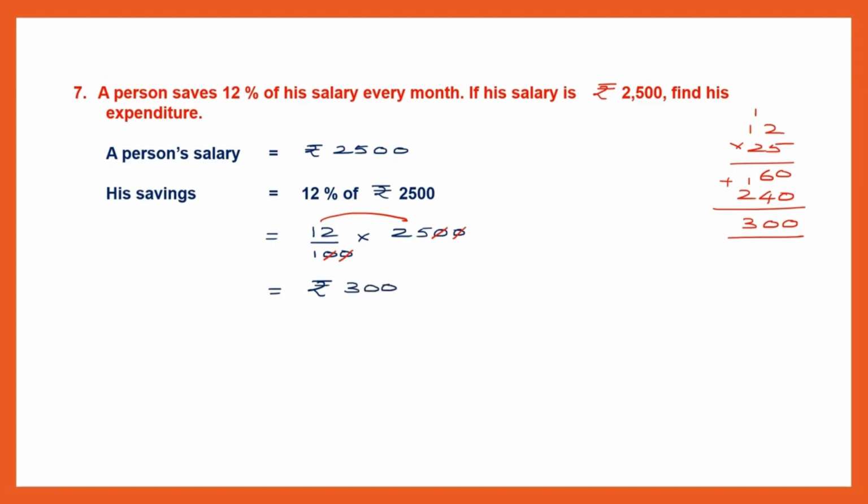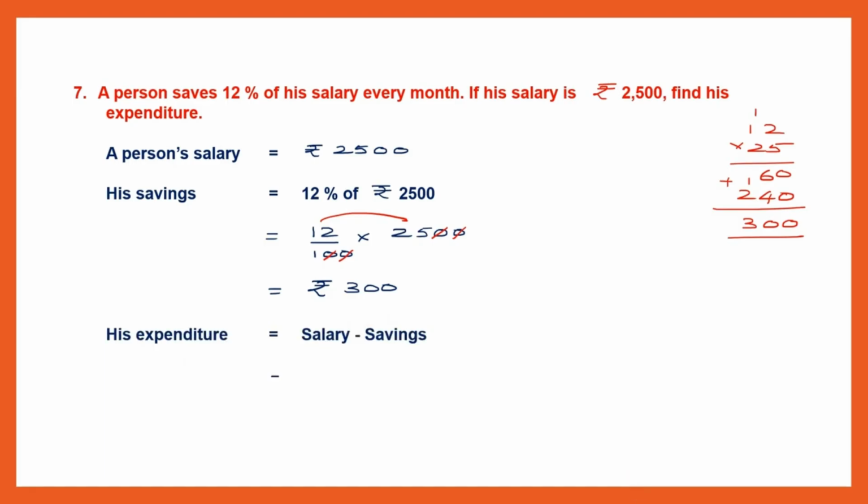So now we know that his salary is 2,500. From that, he saves so much money. That means the remaining money he is going to spend, isn't it? So that will be his expenditure. So how do we find his expenditure? By taking his total salary and taking away his savings from that. By subtracting these two, then we'll know how much money he has spent. So let's write that. His expenditure is salary minus savings.